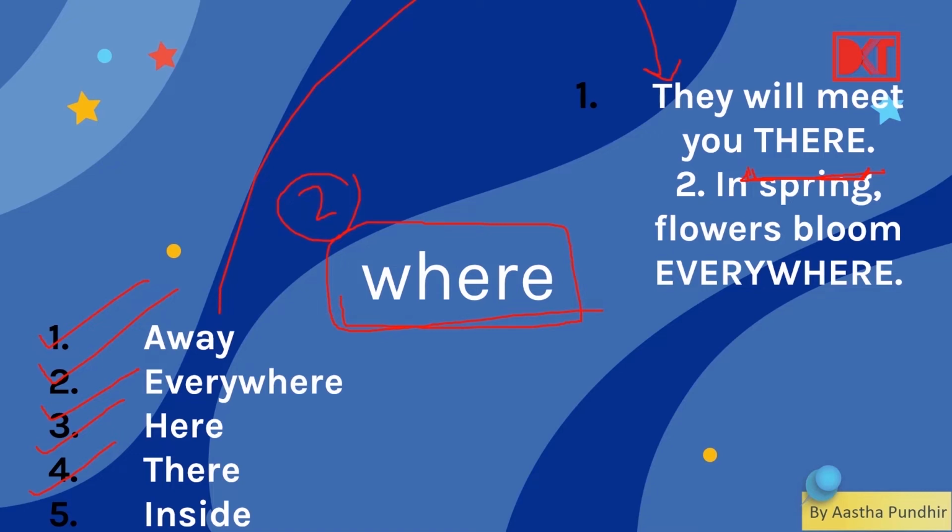Then, where do flowers bloom in spring? The second sentence. The adverb answering the question is everywhere. Alright? So, the second category is where. Now, next.